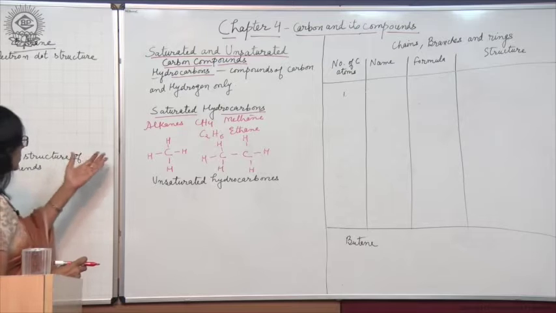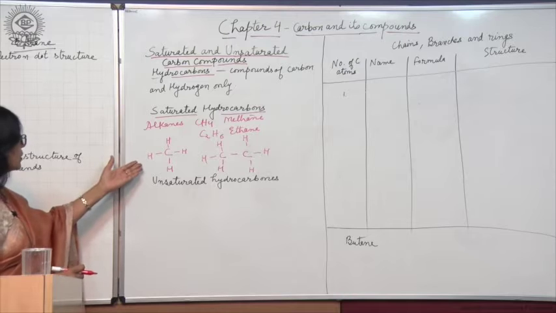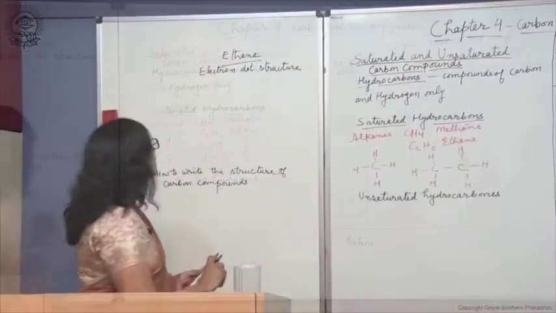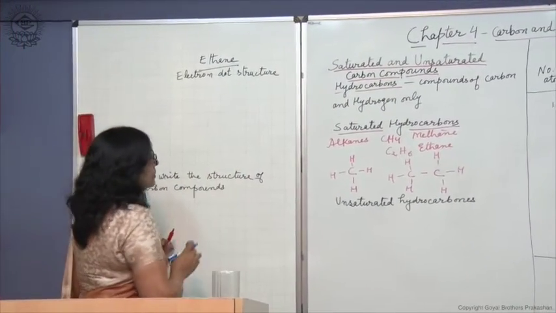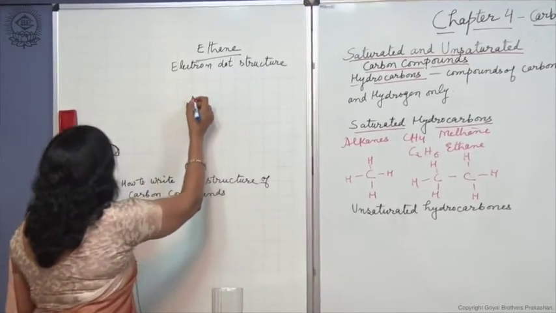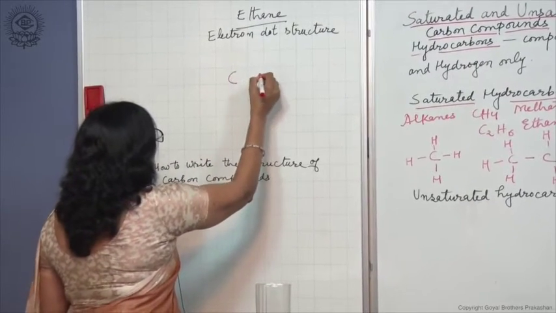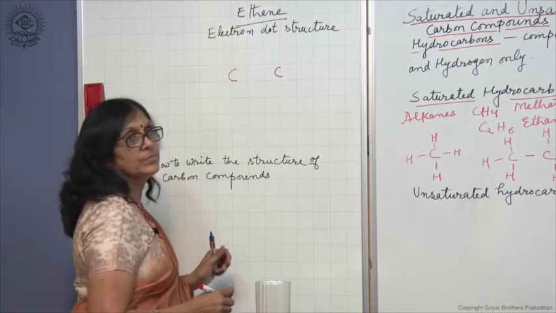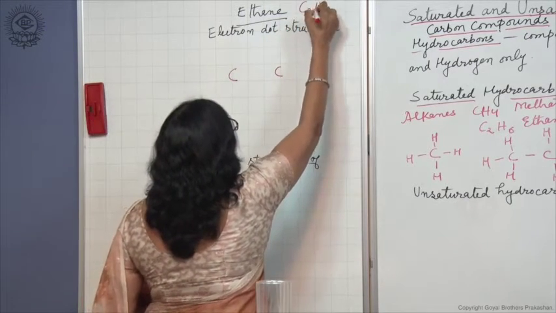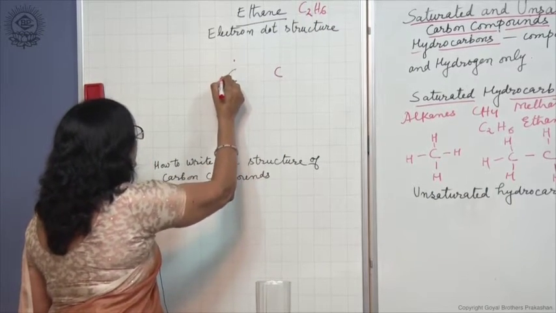We can also write the electron dot structure of ethane. We have already discussed the electron dot structure of methane, and now we discuss the electron dot structure of ethane. As you know, there are 2 carbon atoms in ethane, its formula is C2H6. Each carbon atom has how many valency electrons?